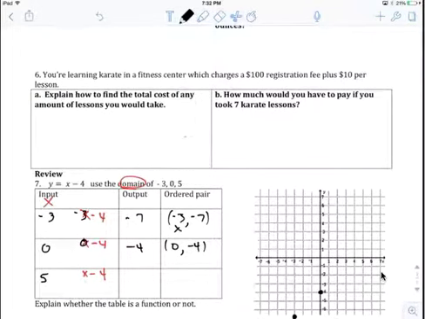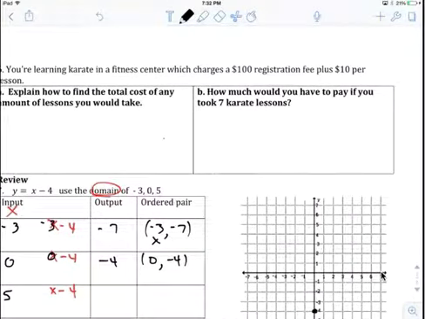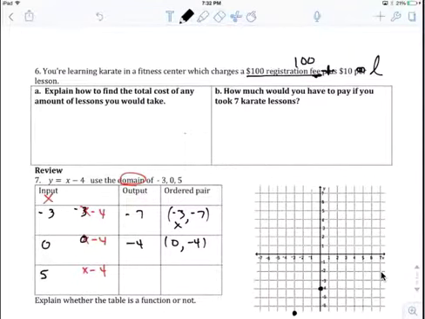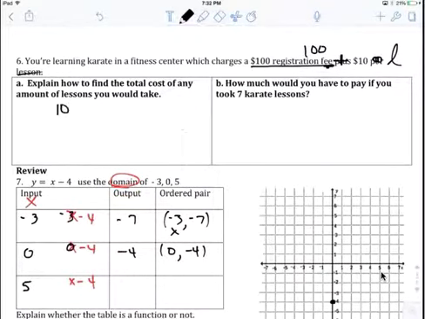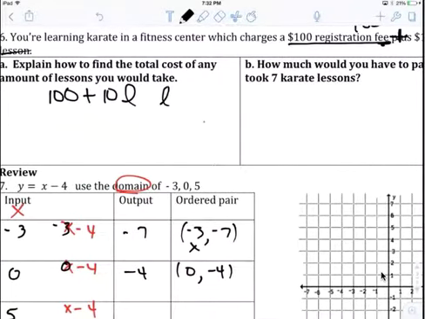And then here, in most classes I think we did this. You're learning karate in a fitness center which charges a $100 registration fee plus, a fee means a plus, $10 per, which means times, the number of lessons, L. L represents the number of lessons. So 100 plus 10 times the number of lessons.